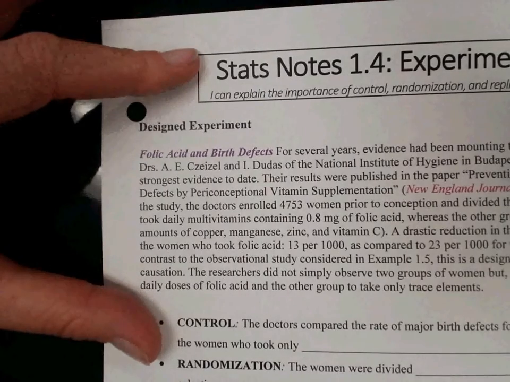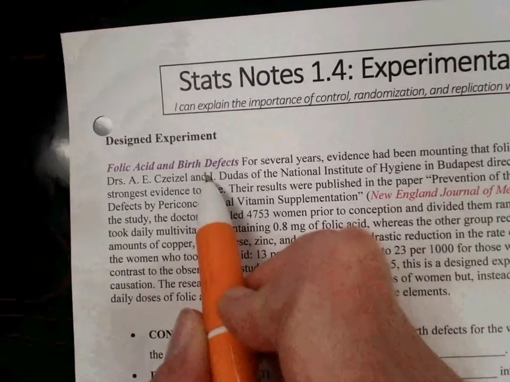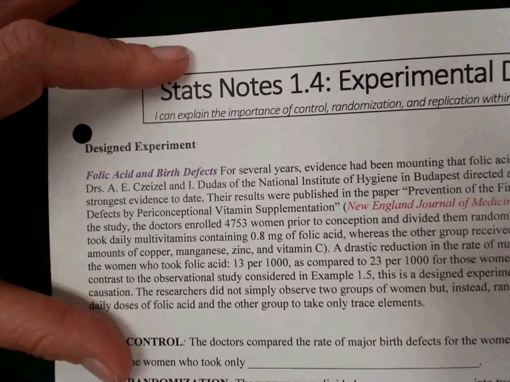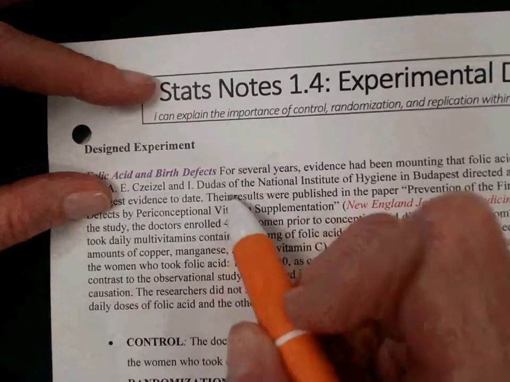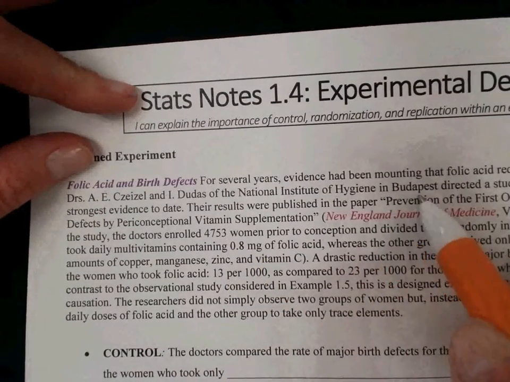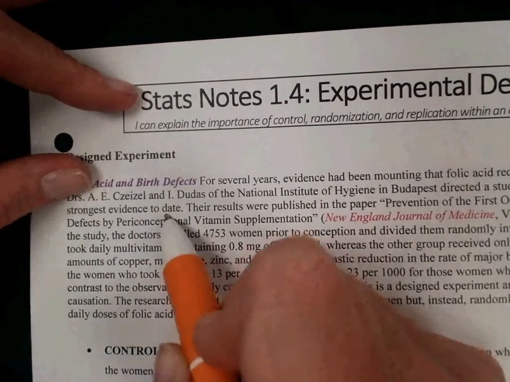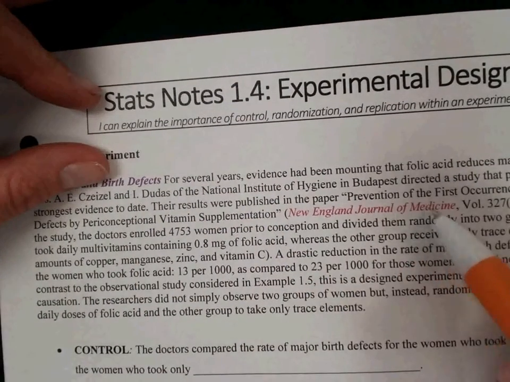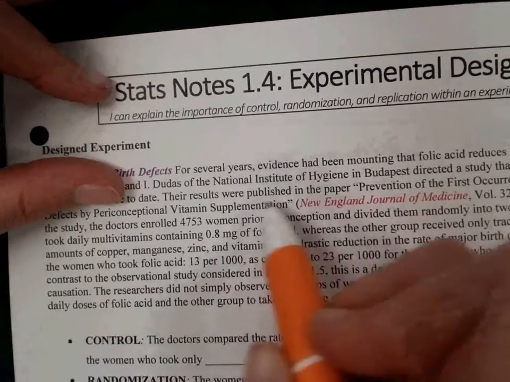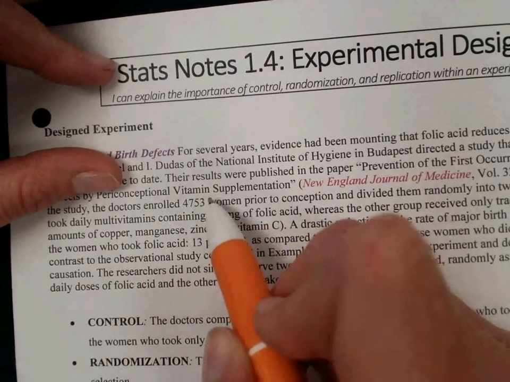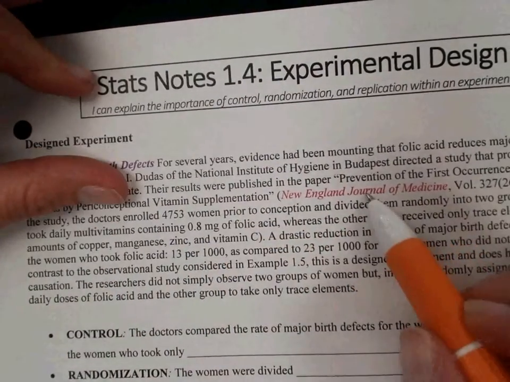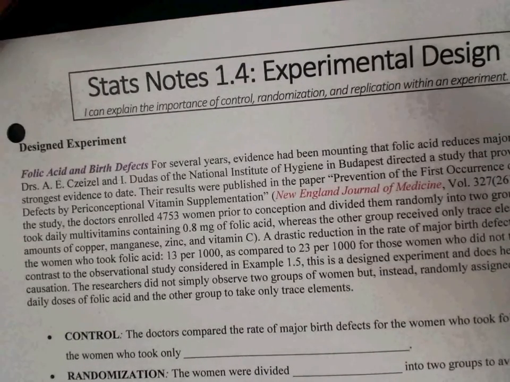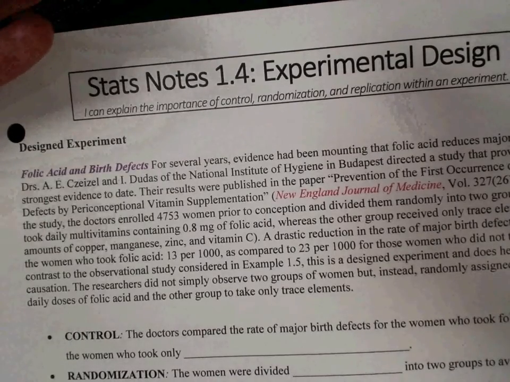I'll just go ahead and read folic acid and birth defects. For several years, evidence had been mounting that folic acid reduces major birth defects. Doctors Seisel and Dudis of the National Institute of Hygiene in Budapest directed a study that provided the strongest evidence to date. Their results were published in the paper Prevention of the First Occurrence of Neural Tube Defects by Preconceptional Vitamin Supplementation. This is from the New England Journal of Medicine, and they tell us exactly where it is. This is an actual study that's been done that you could actually locate if you looked for it.